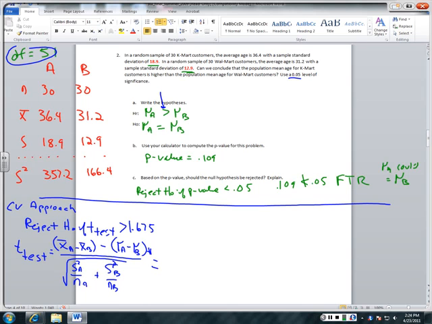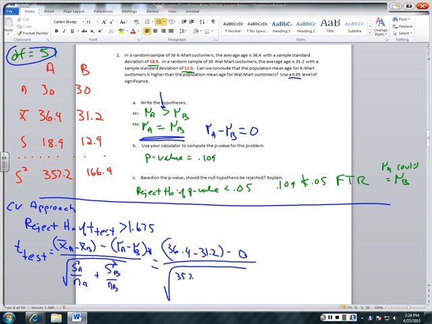So the difference between our sample means is 36.4 minus 31.2, minus the hypothesized difference, which is 0. See, up here our H0 was mu A equal to mu B. If that's true, then mu A minus mu B is equal to 0. Same thing. Divided by the square root of 357.2. Of course, you could just put 18.9 squared right there if you wanted. Divided by 30, plus the variance of group B, that's 166.4, divided by 30.